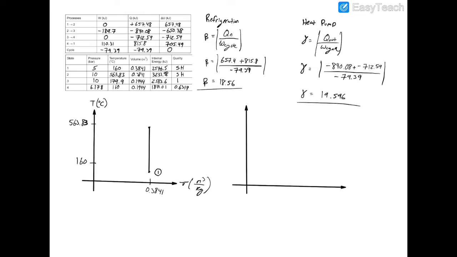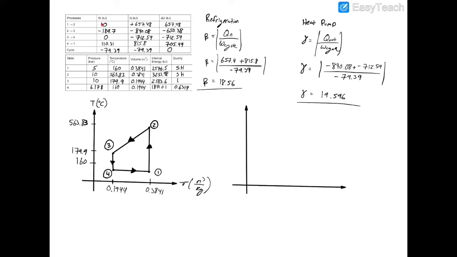Next, at state 3, you were at 0.1944 meters cubed per kilogram, so we'll call that right about there, 0.1944. And your temperature at state 3 was 179.9, so we'll call that right about here, 179.9, and then we can make a dot here, and we connect the dots. Finally, at state 4, you had 160 degrees Celsius and 0.1944 meters cubed per kilogram, so you can go ahead and draw that right over here. It should be horizontal to 1. I know that my graph here is not the best, but just know that 3 to 4 should be vertically down, and 4 to 1 should be horizontal.